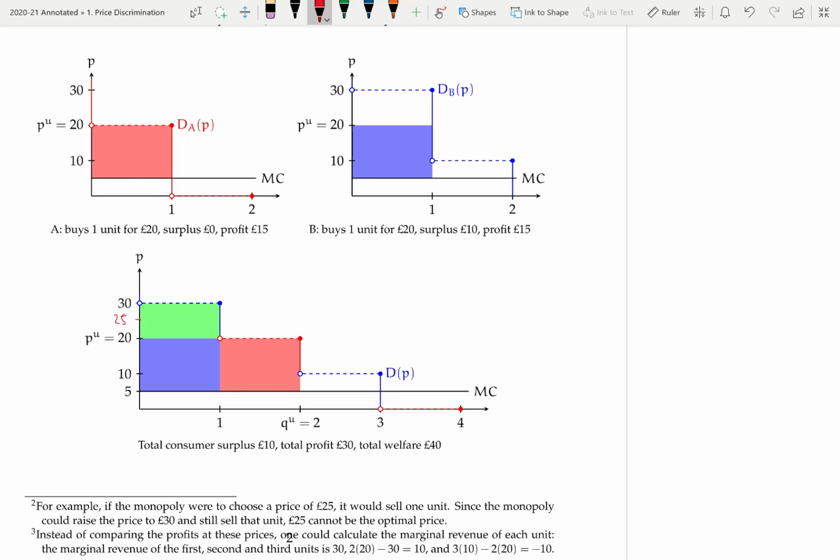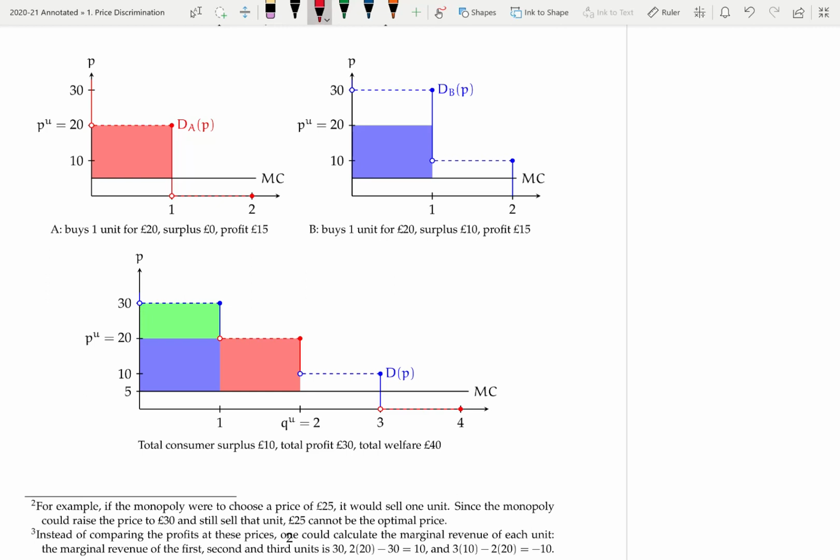Well, if the monopoly price is at 25, then it's going to sell one unit. But it could sell this one unit still at a higher price. So it could raise its price all the way up to 30. And it would still sell that one unit, but it would get a higher revenue and therefore a higher profit. So 25 cannot be the optimal price for one unit. So the best price to charge for one unit is 30.